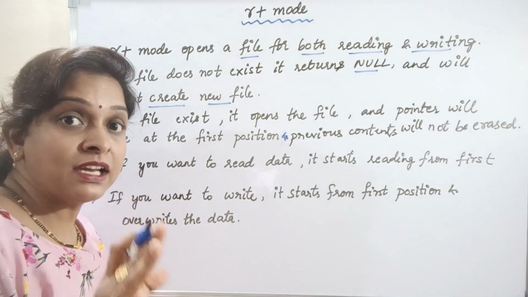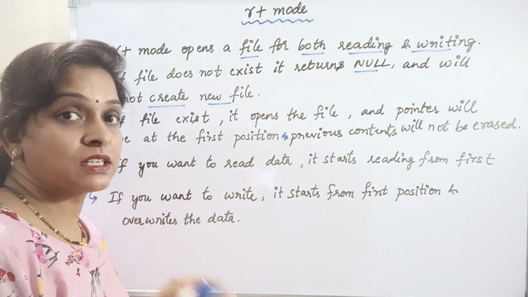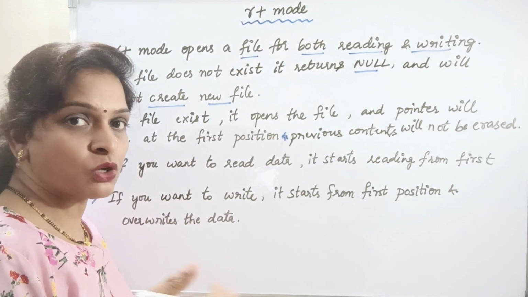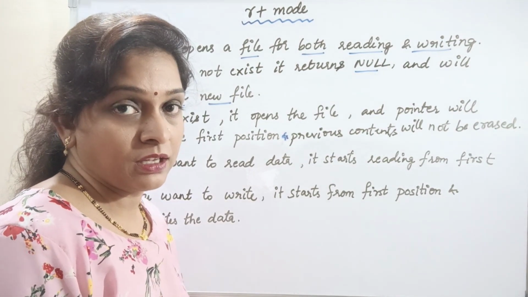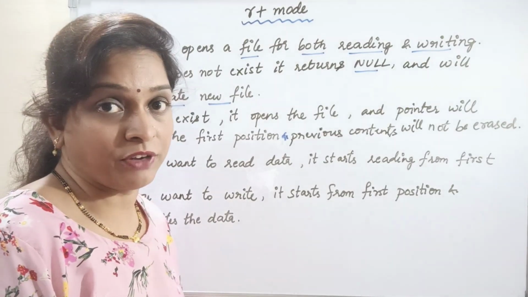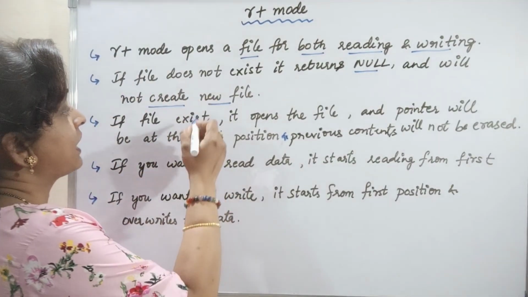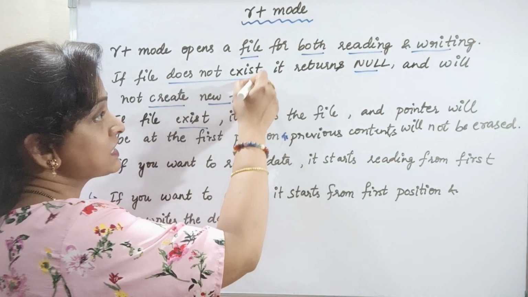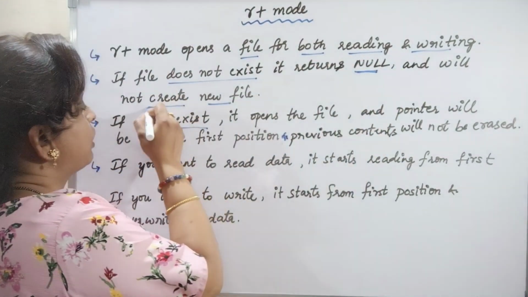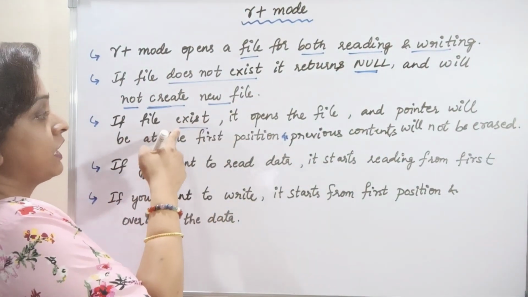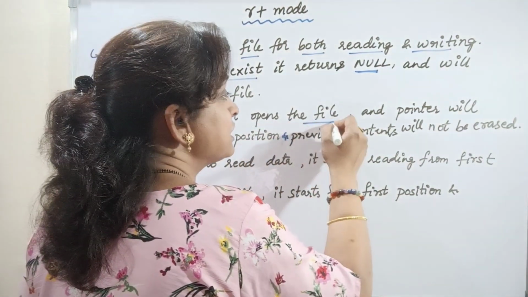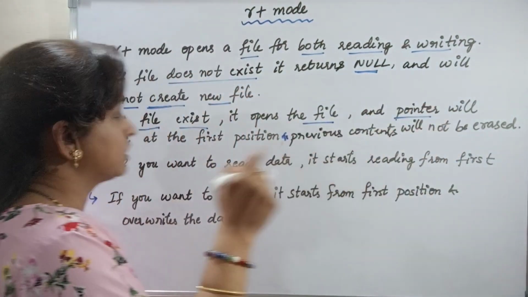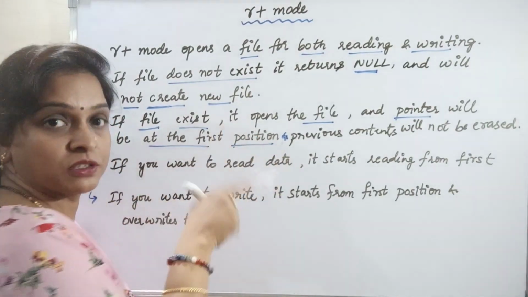If the file does not exist, a null will be returned, and based on that null value, I can put a message saying that unable to open the file, and it will not create a new file. If the file exists, it opens the file and the pointer will be at the first position.